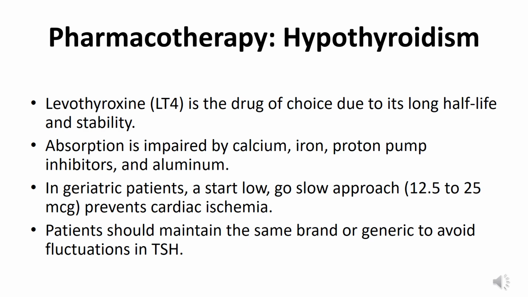Another important clinical point involves medication consistency. Different manufacturers and formulations may have small variations in bioavailability. Even subtle differences in absorption can cause fluctuations in TSH levels and alter thyroid control. For this reason, patients are usually encouraged to remain on the same brand or generic formulation whenever possible. If a formulation change becomes necessary, repeat thyroid function testing may be needed to ensure hormone levels remain stable.